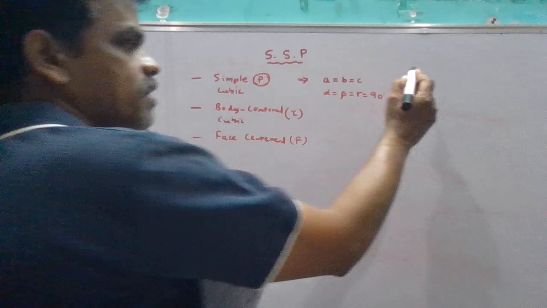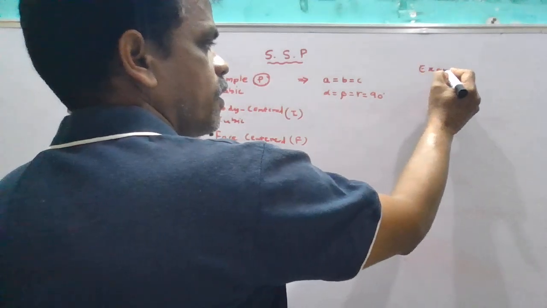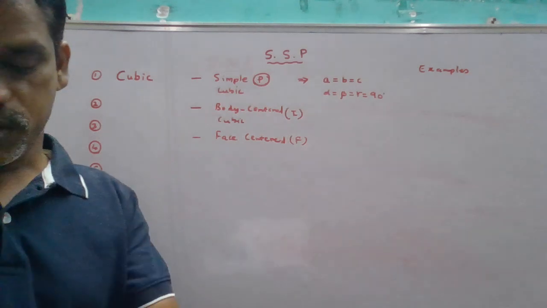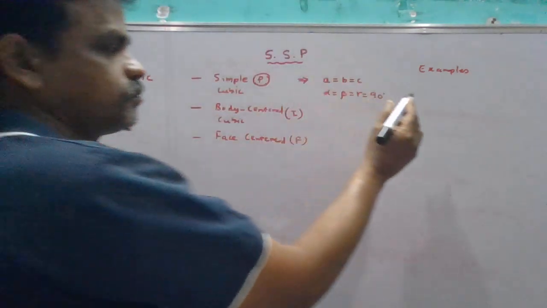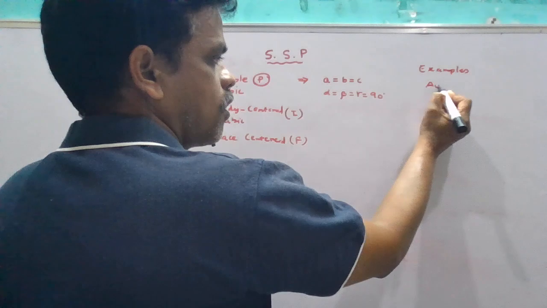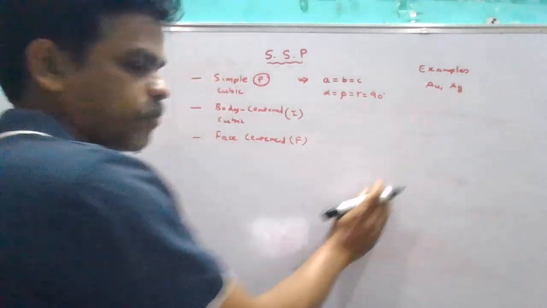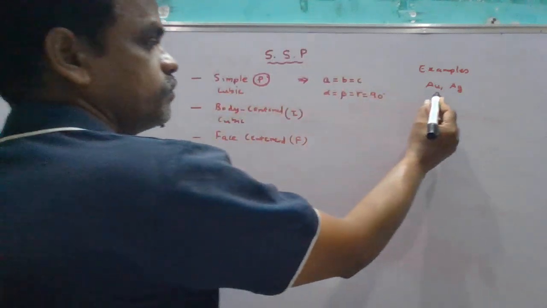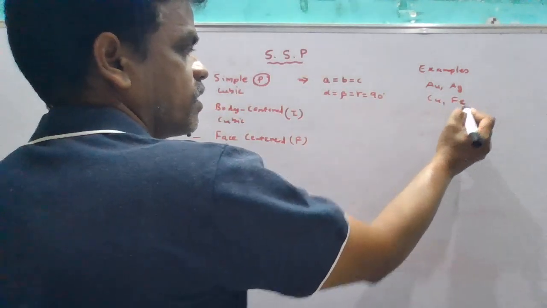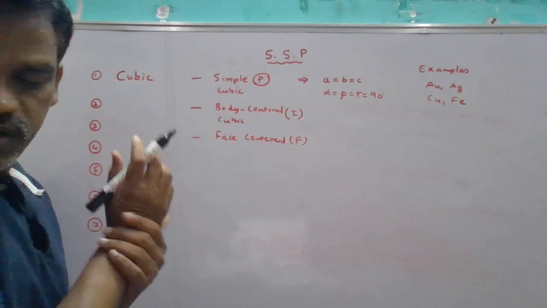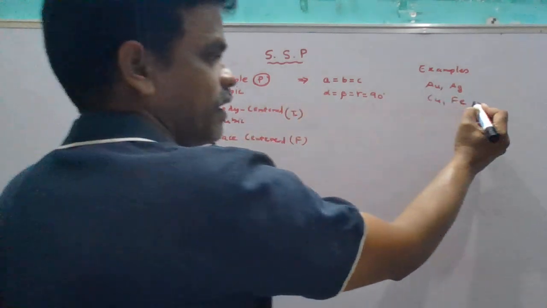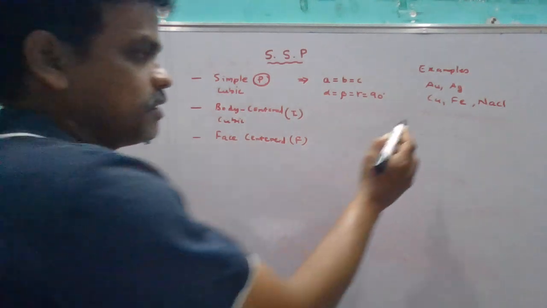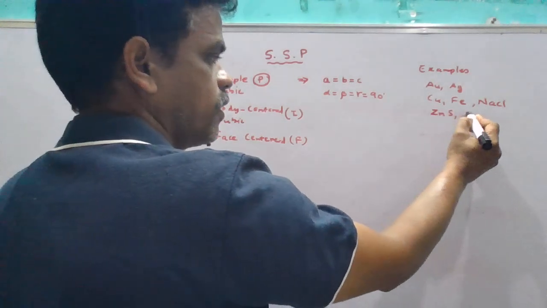So examples for the cubic system: gold, silver, copper, iron, then NaCl (sodium chloride), zinc sulfide, and diamond.